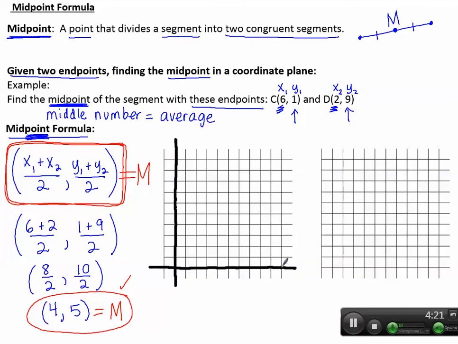It's helpful when we label our axes to label that this is the x-axis and this is the y-axis so that we remember. And along the x-axis, the right side is positive, the left side is negative, and along the y-axis, above is positive, below is negative. It's helpful to always label those. Now we'll go find our points and label them in the coordinate plane. C is (6, 1). So from the origin, 1, 2, 3, 4, 5, 6, and up 1. This is point C. Point D is (2, 9). So from the origin, 1, 2, and then 1, 2, 3, 4, 5, 6, 7, 8, 9. Here is point D.